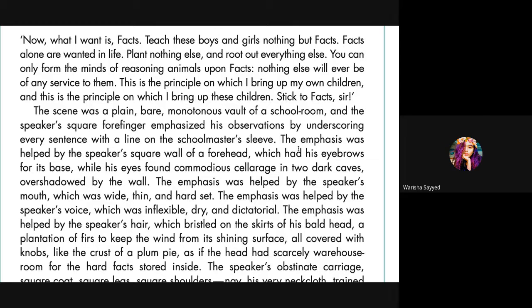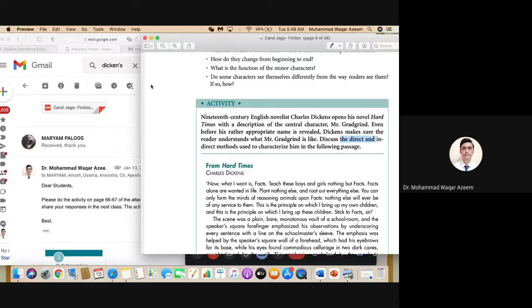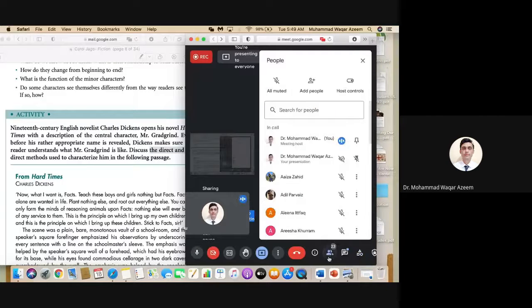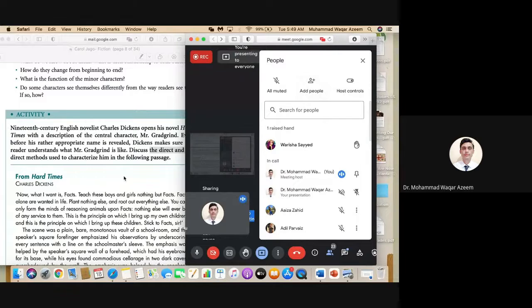Sir, the indirect method is in the first paragraph, and in the last, second last paragraph. Okay, so where do you find the direct method and where is it indirect? Hold on, because otherwise you all will speak together. So you can raise hands, whosoever wants to respond, and then I can let you know. Okay, Varisha, go ahead.